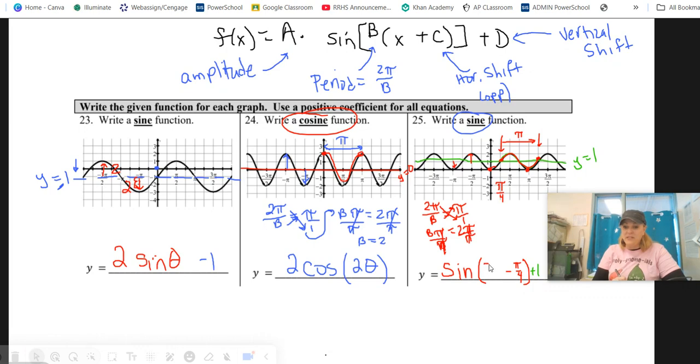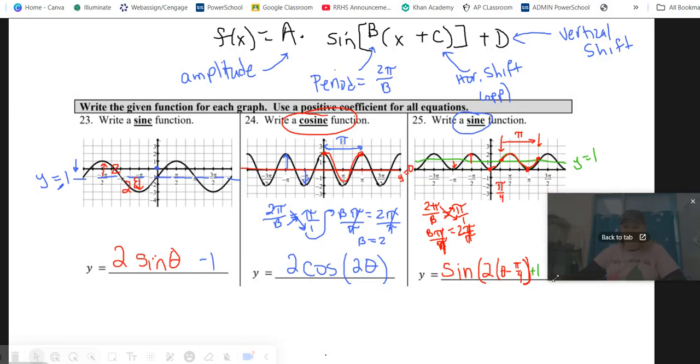Be careful, because my b term is 2. I'm going to put this out here. I'm going to put my theta. Let's see if I can get one more parentheses, and they're really tight. And there you go. So my b term, my x, or my theta minus pi over 4 plus 1.